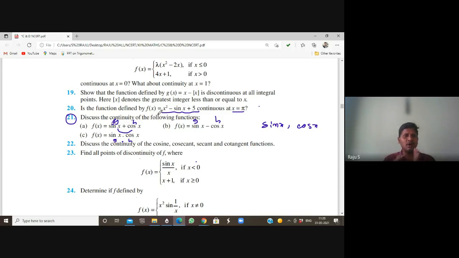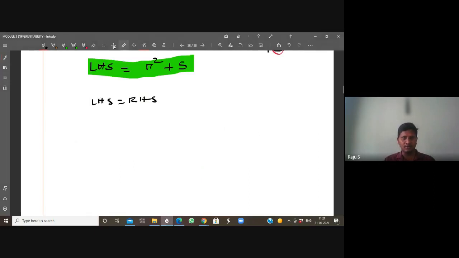So for that, what to do here? We cannot write directly. First of all, we have to prove that sin x is continuous separately and cos x is continuous separately. After that, you can write directly that their sum is continuous, their difference is continuous, their product is continuous. Okay, let us see now how to write individually.